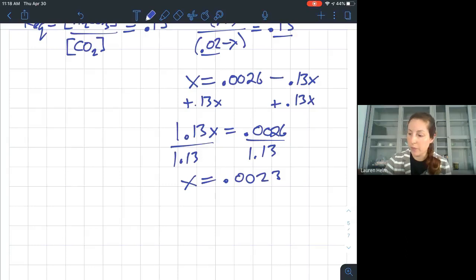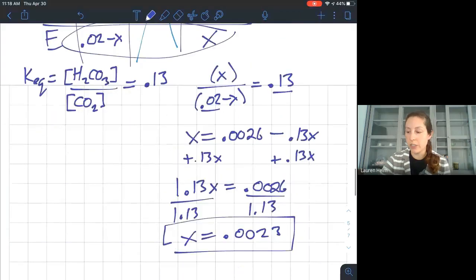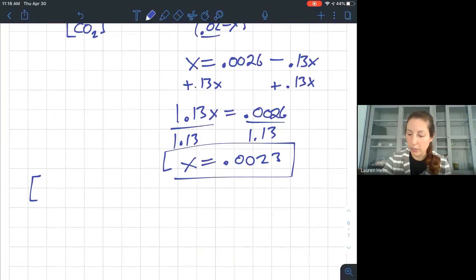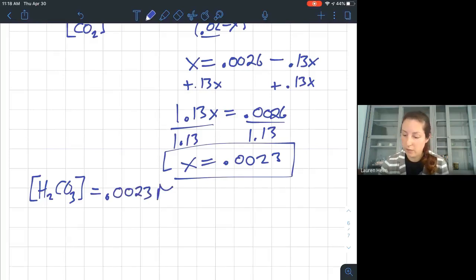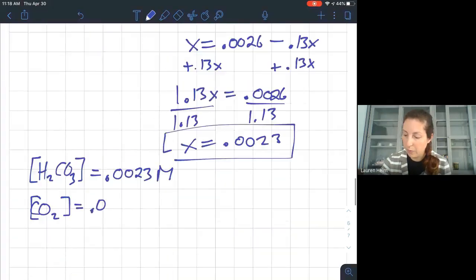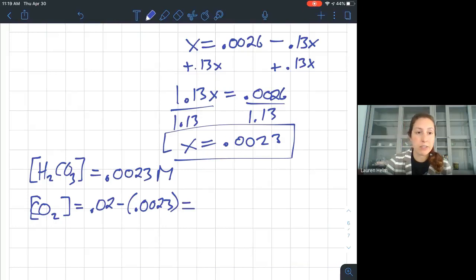So now what does this tell me? Well, if I take X and plug it into my equilibrium concentrations, I can find what they're equal. H2CO3 was just X. So X is 0.0023 molar. CO2 was 0.02 minus X. X is 0.0023. And so 0.02 minus 0.0023 is 0.0177 molar.